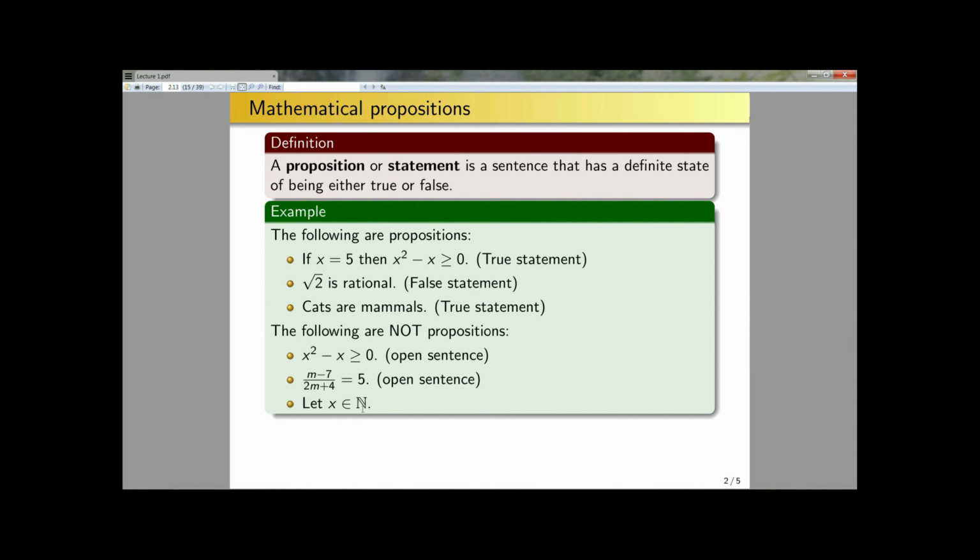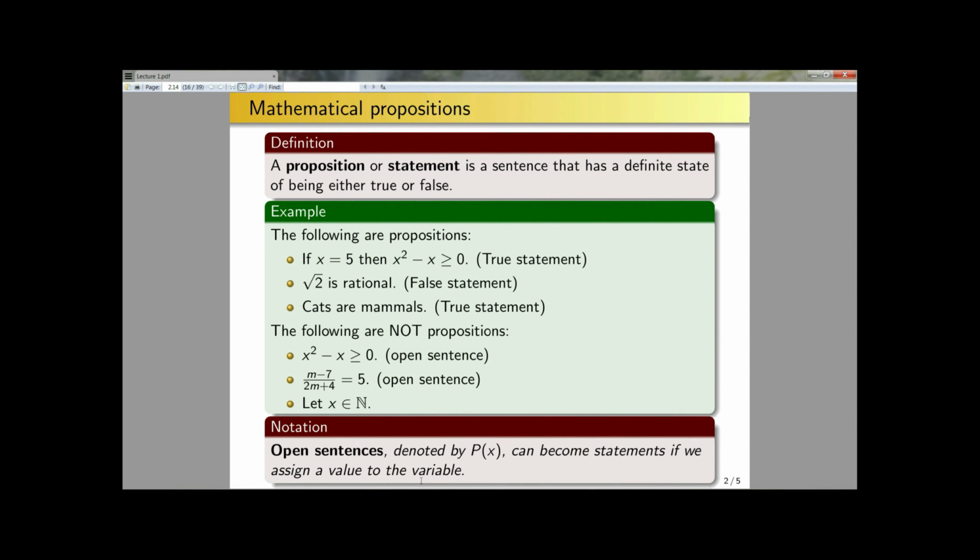Thirdly, let x be a natural number. In this case, this isn't a statement. It's neither true nor false. I'm just defining what x is an element of. So this is not a proposition, nor is it an open sentence. Open sentences, denoted by capital P of x, can become statements if we assign a value to the variable. In this course, we're not going to work much with open sentences, but they are common examples of non-propositions that can be made into a proposition if I assign a value to one or more variables.